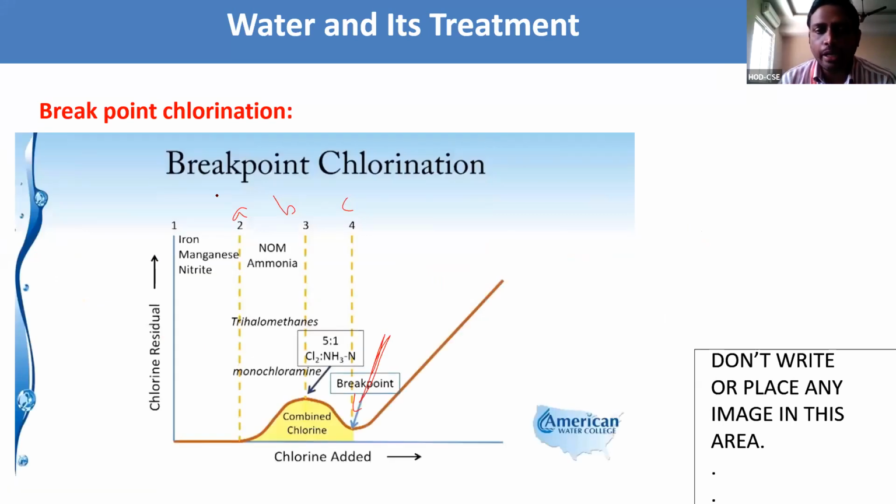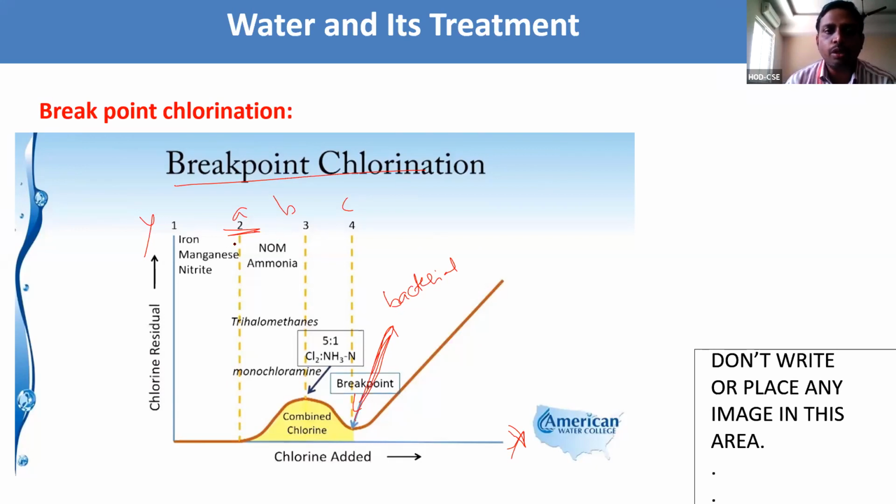If you add A grams, A helps to oxidize the impurities present in the water. Here, this is the residual chlorine on the breakpoint of chlorination graph. This is the y-axis and this is the x-axis, chlorine added. This point we call the breakpoint of chlorination. The amount of chlorine added to kill the pathogenic bacteria present in the water is called the breakpoint of chlorination.